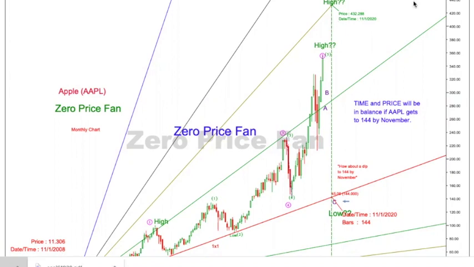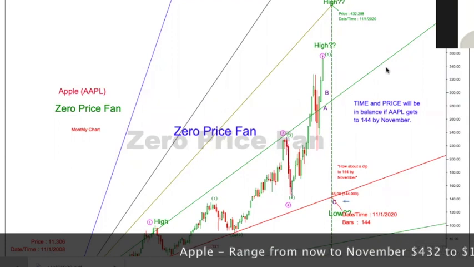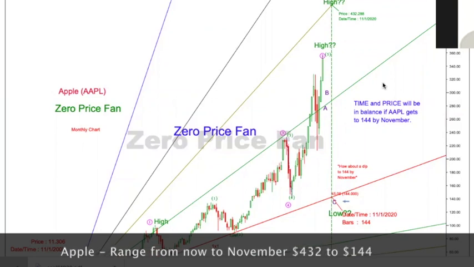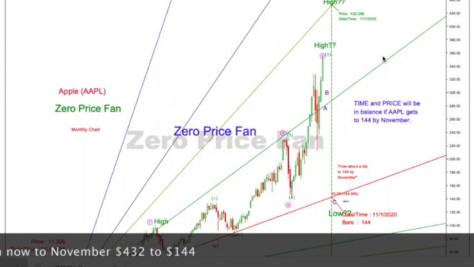So without saying which way it's going to go at this point, I'm just going to tell you that those are the two alternatives. I don't think it's going to stay where it is right now. It's either going to go to 432 or it's going to go to 144 by November. Honestly, right now, I think it's going to go down in a near-term dip. The question is, will it keep going down? Will it take out that green 2 by 1 line, or will it bounce off that and go higher into November?